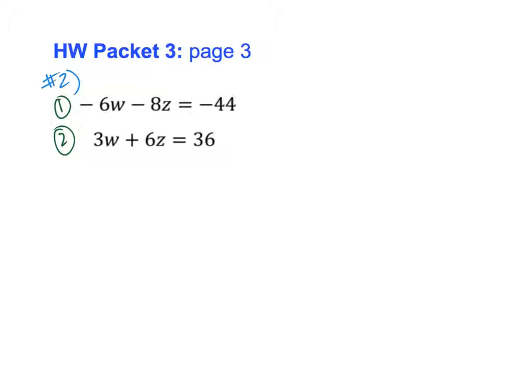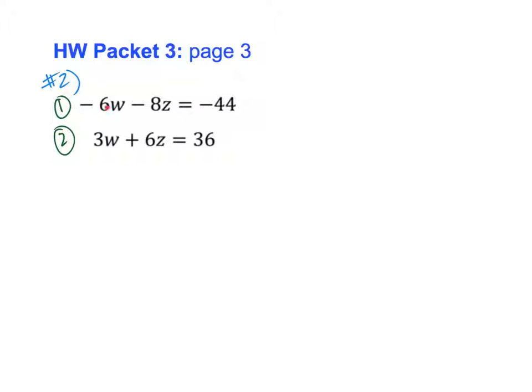And notice how this time around, the w's or the z's don't have the same coefficients, right? This is 6 and 3, that's 8 and 6. So they're not going to cancel out right away. Instead, what we have to do is force them to be the same coefficient. And what we can do to do that is to multiply by a number. So what I notice is, if I take a look at the w's here, they are already opposite in sign, so that's kind of nice.